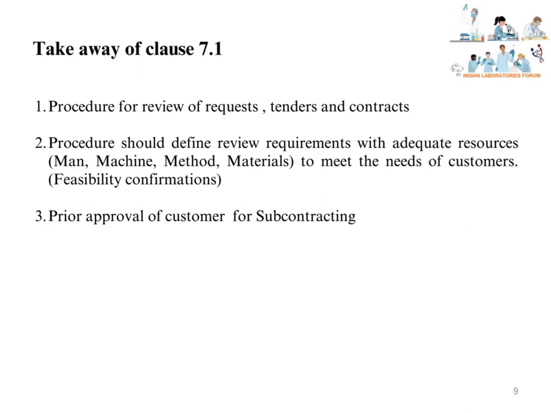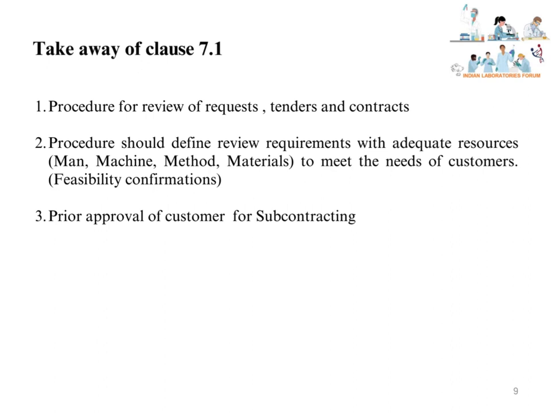Takeaway from Clause 7.1. The laboratory should have a procedure for reviewing requests, tenders, and contracts. Procedures should define review requirements with adequate resources, such as man, machine, method, and materials, to meet the needs of customers, which is also called feasibility confirmation of request.